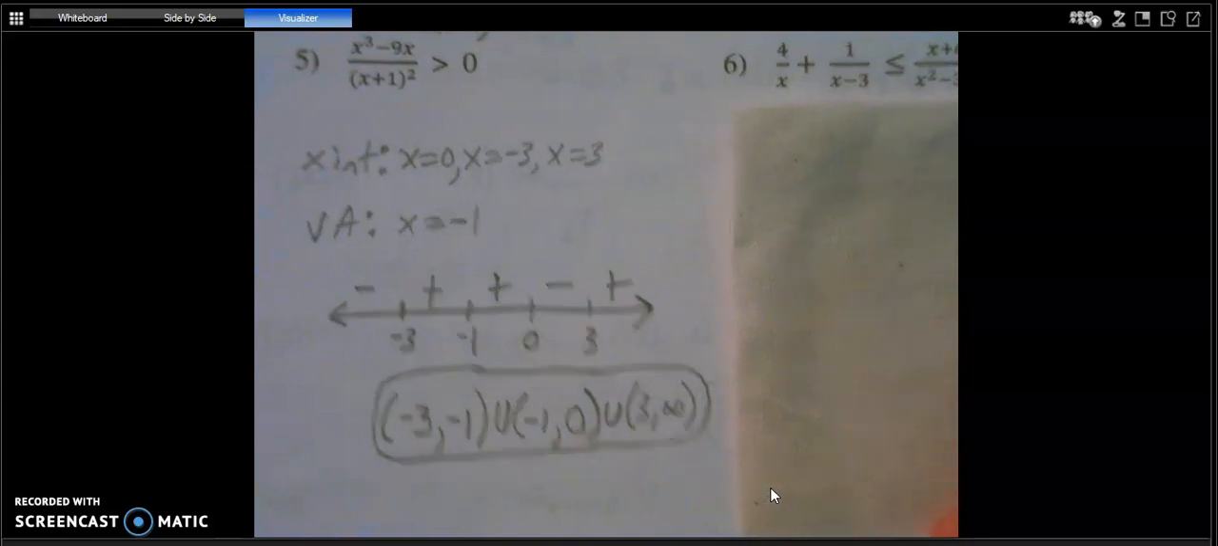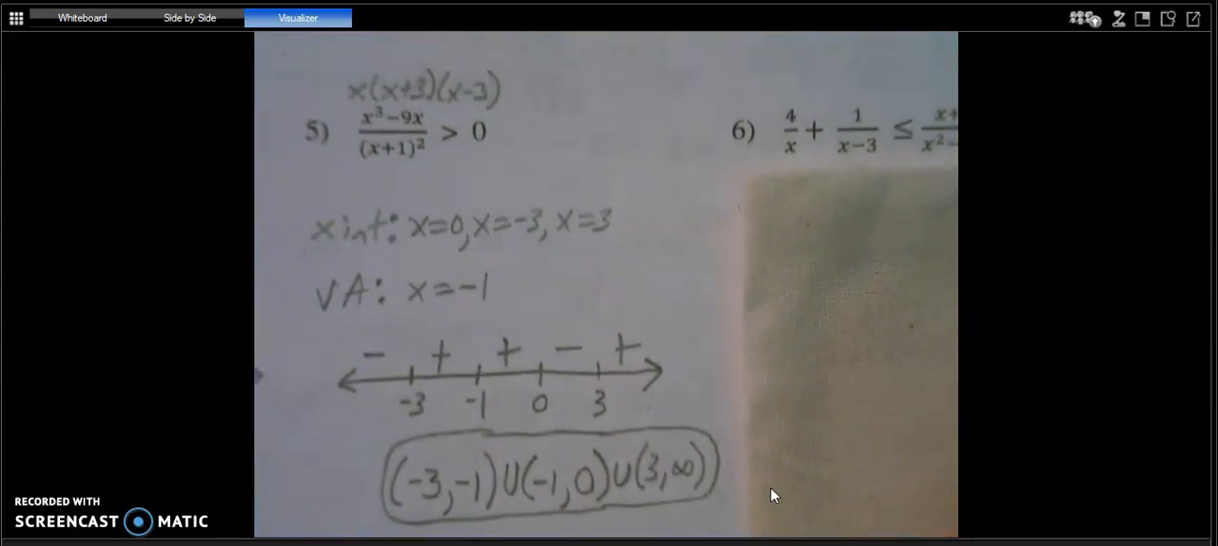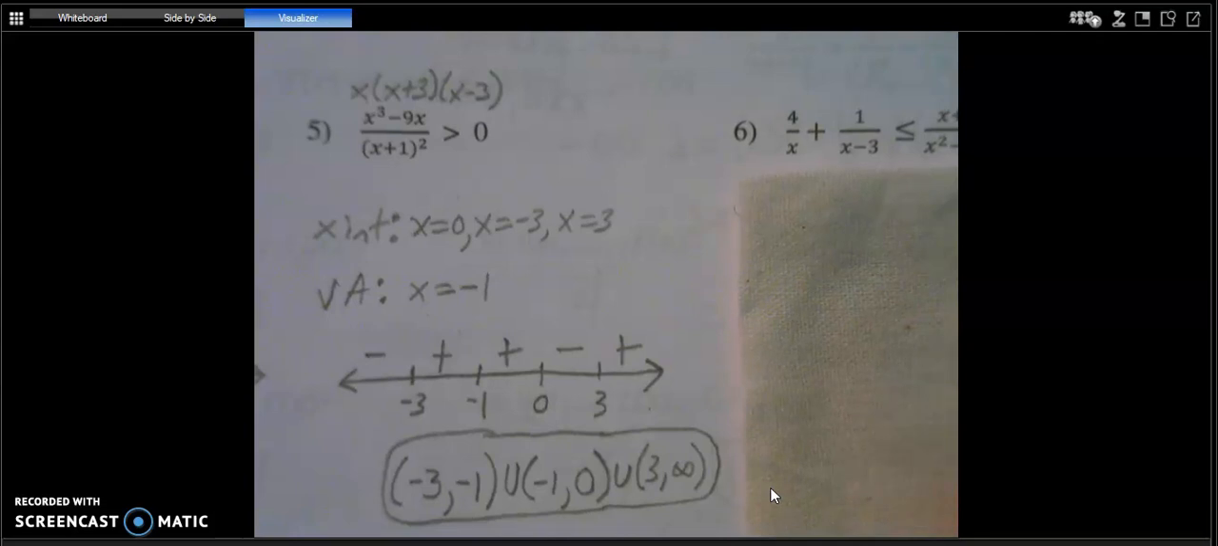Okay, so there's number 5. Notice there's a vertical asymptote at negative 1. So that's why we had to break it apart right there. And then the answer to number 6.